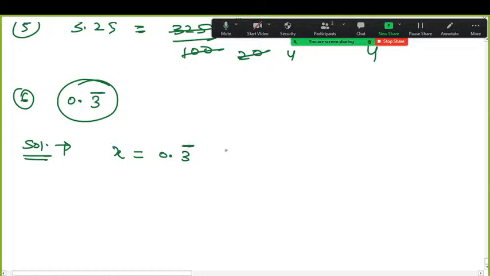How many digits are repeating? Infinite. It actually means 0.3333333, only one digit is repeating for infinite times. All right, we assume this to be x.